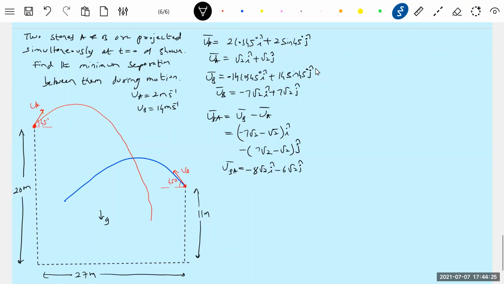Which one is 30 degrees? I'm not getting. Somebody, why changing question? Question, let's not change. Both are projected at an angle 45 degrees. Okay. Yeah.